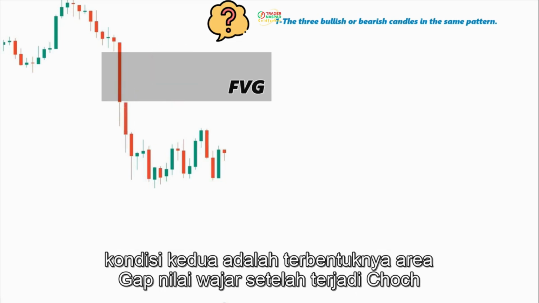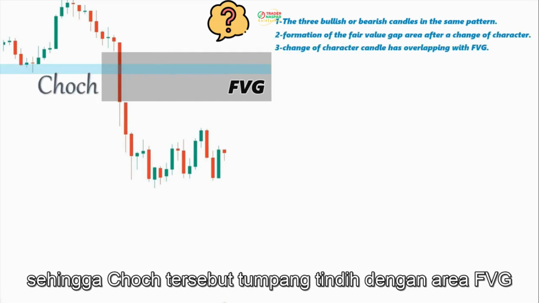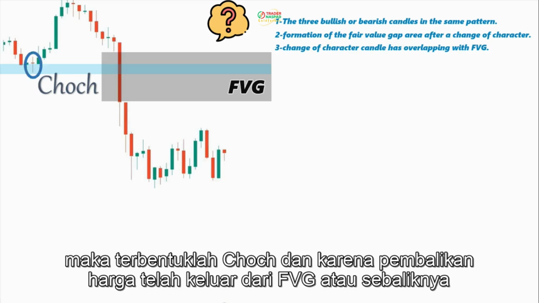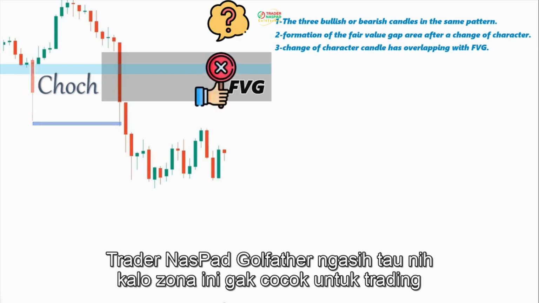The second condition is the formation of the fair value gap area after a change of character, such that this change of character overlaps with the fair value gap area. It means that if a candle that the price breaks through, which forms the change of character and causes price reversal, has passed out of the fair value gap area or vice versa, it does not overlap with that area at all. This area is not suitable for trading.